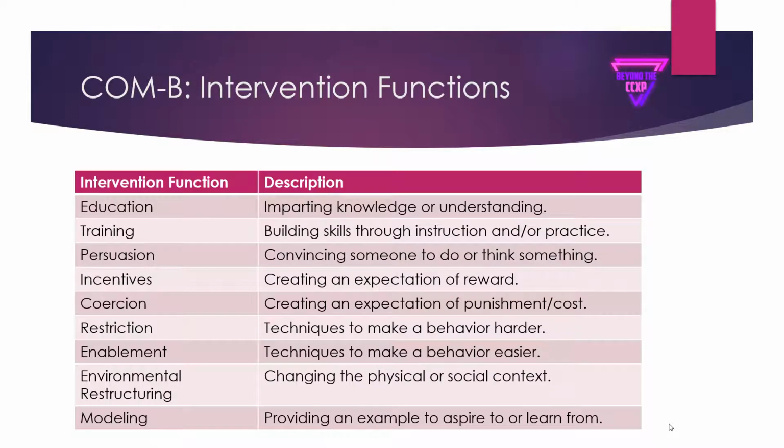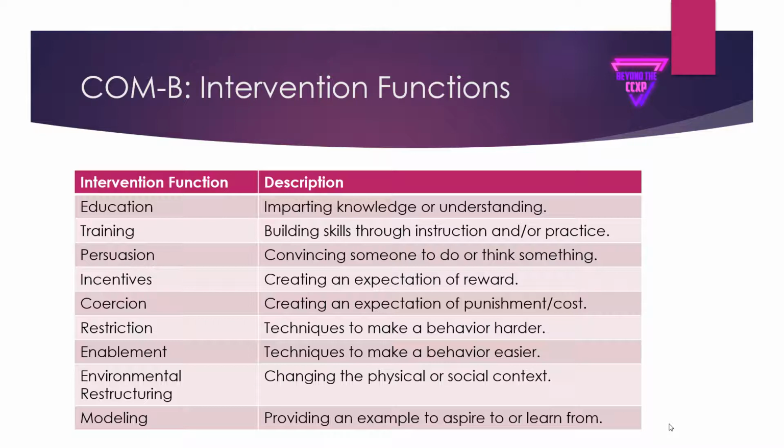So these are the general intervention functions that come with COM-B. You can use education to impart knowledge or understanding. You can use training to build skills through instruction and or practice. You can use persuasion, which means convincing someone to do or think something or feel a certain way. You can use incentives, which is simply creating the expectation of a reward. You can use coercion, which is creating an expectation of punishment or cost. You can use restriction, which are techniques to make the behavior harder. You can use enablement, which are techniques to make a behavior easier.